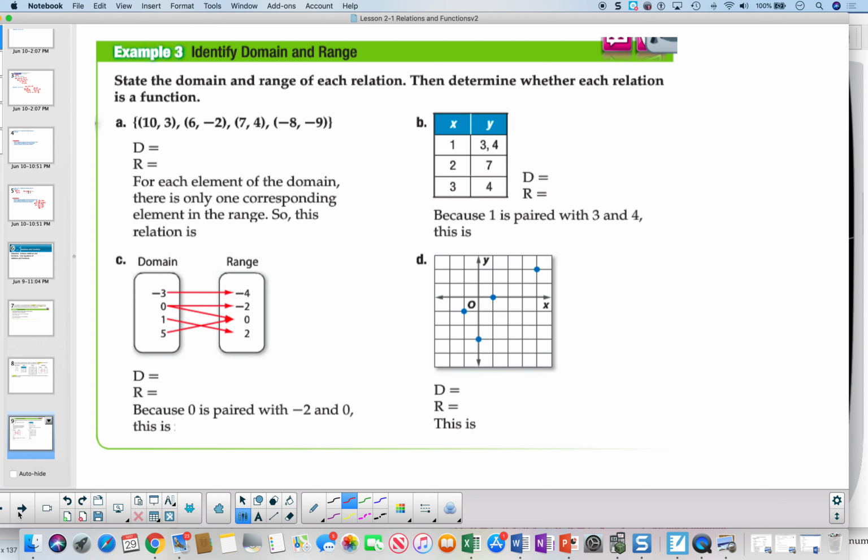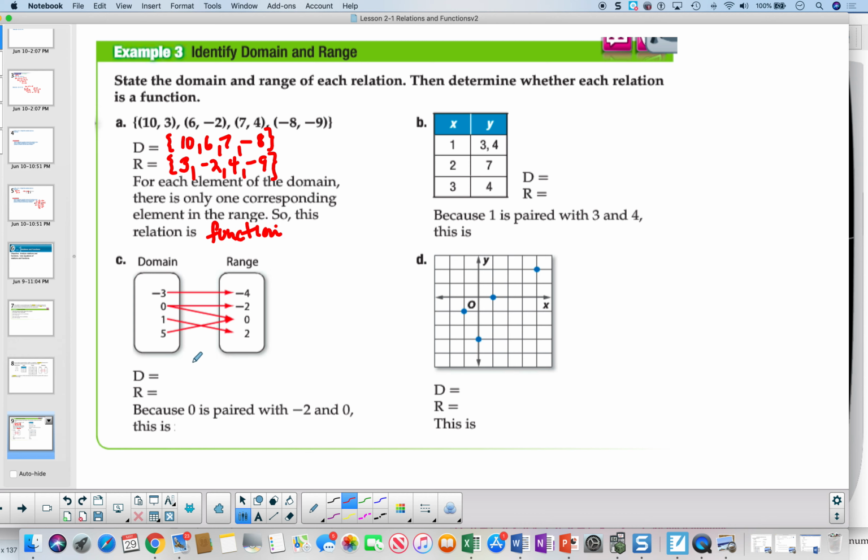Let's take a look at these problems and see what we can do here. It says to state the domain of each relation, then determine whether each relation is a function. So the domain will be all the x coordinates, 10, 6, 7, -8. And the range will be all the y coordinates, 3, -2, 4, -9. And since every element of the domain has only one corresponding element of the range, this relation is a function.